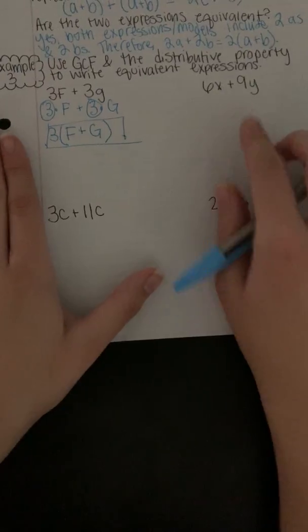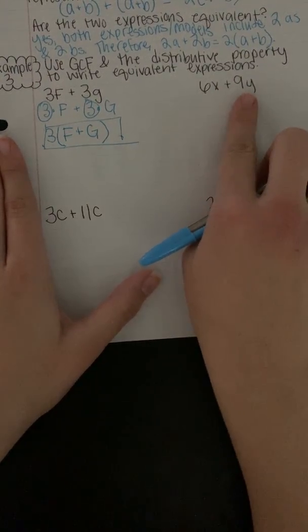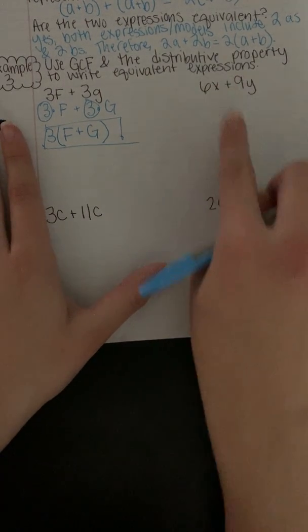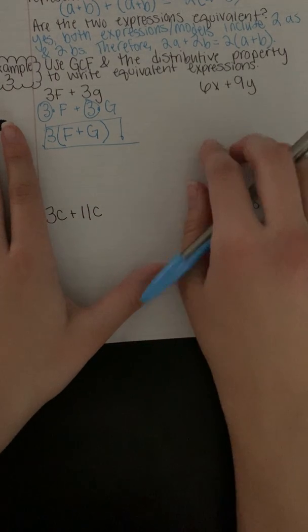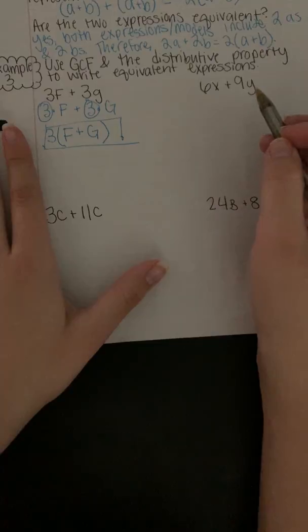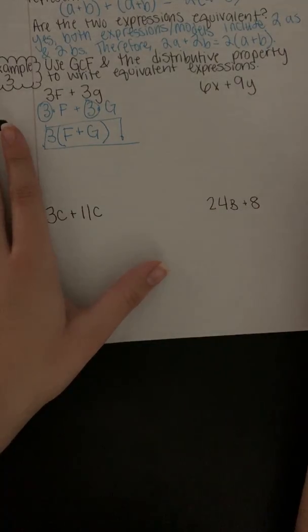Okay, so let's look at this problem. 6 times x, or 6x plus 9 times y. So we need to rewrite this expression as an equivalent expression that's in factored form, which means that the expression is written as the product of the factors. The number on the outside of the parentheses would be the GCF.